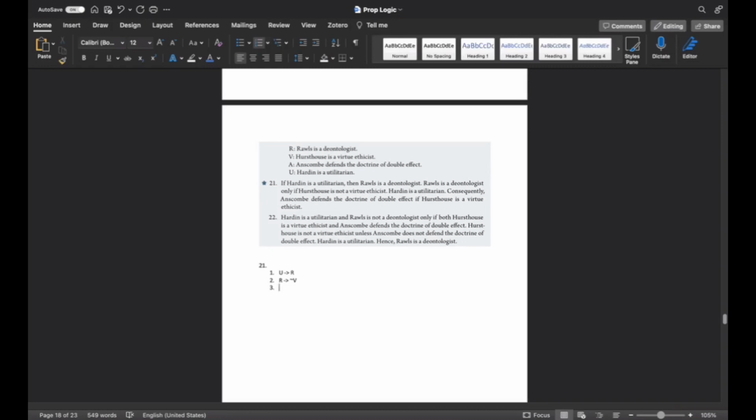So consequently, Anscombe defends the doctrine of double effect if Hurst House. You missed one proposition. Harden is a utilitarian. So this one I have a U. And then consequently Anscombe defends the doctrine of double effect if Hurst House is a virtue ethicist.